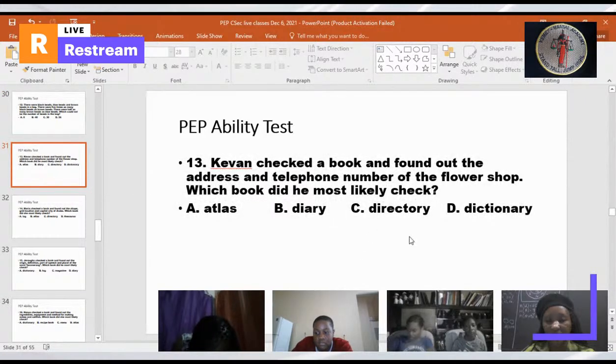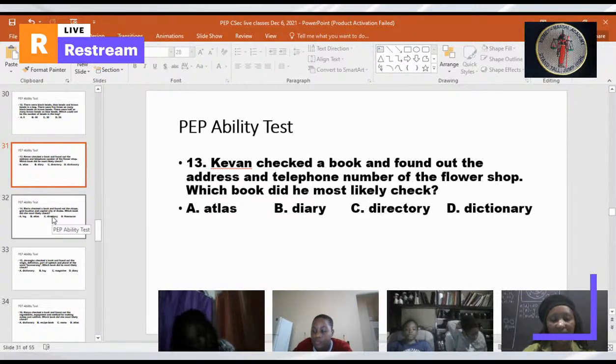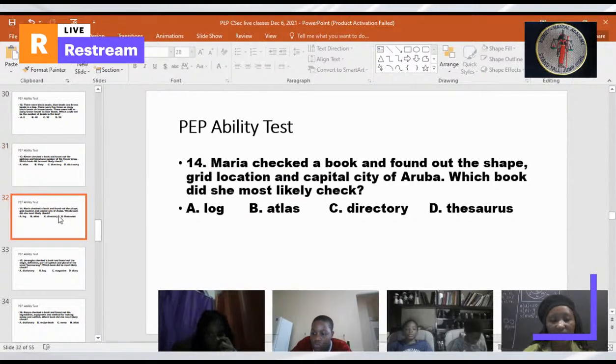Number 13. Kevin checked a book and found out the address and the telephone number of the flower shop. Which book did he most likely check? A. Atlas, B. Diary, C. Directory, or D. Dictionary. C, directory, Miss. Correct. All right, so these are easy ones.